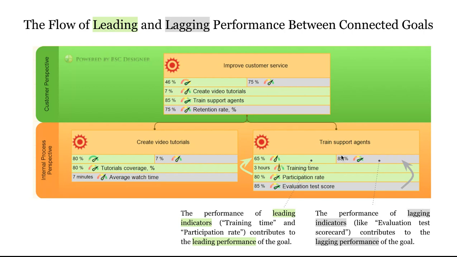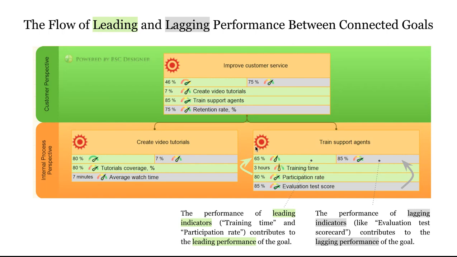The lagging performance for this goal, for train support agents, comes from lagging indicators that are aligned with this goal. In this case, only one indicator is aligned with this goal. This is the test score, which currently has 85% performance. So that's the performance that is translated to the lagging part of this goal. So basically we have here on the left, this green zone is the leading performance of this goal and the lagging performance of this goal.